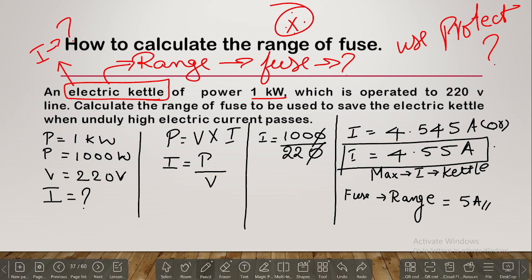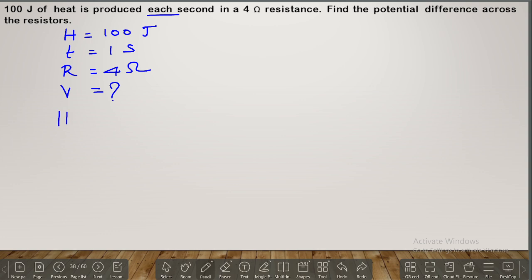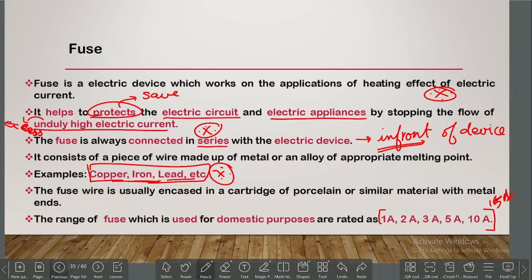Next, 100 joule of heat is produced in each second in a 4 ohm resistance. Find the potential difference across the resistor. The heat energy is H is equal to 100 joule. Each second means T is equal to 1 second, and R they gave as 4 ohm, and they are asking what is the potential difference. The formula I can use is H is equal to V square by R into T. V square by R into T.